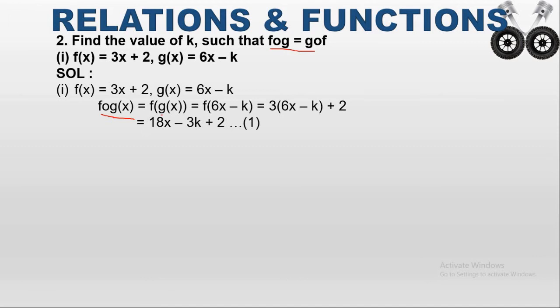First you have to substitute the value for g of x. What is the value for g of x? It is 6x minus k. So instead of g of x, you have to write 6x minus k. So that is f of 6x minus k.